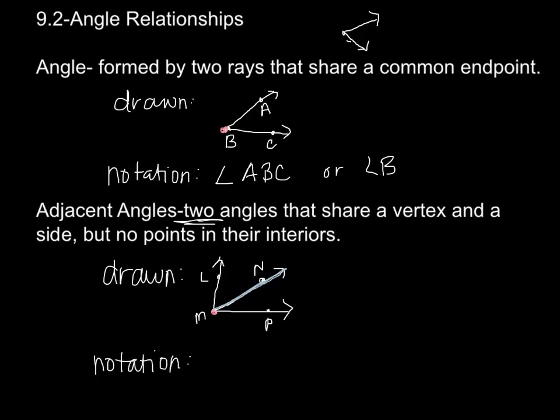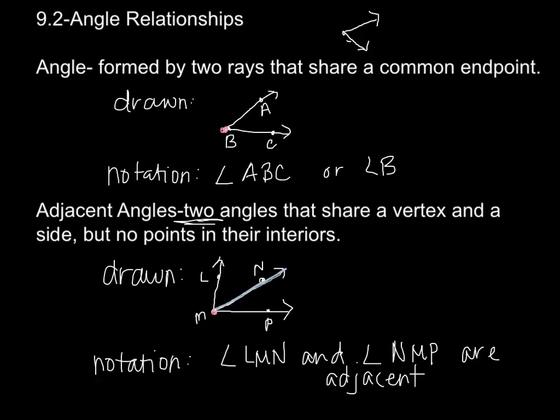Okay, and how we write that, our notation, is we would say angle LMN and angle NMP are adjacent. So that's how we would write that. Angle LMN and NMP are adjacent angles because they share that one side and they share a point, or a vertex.